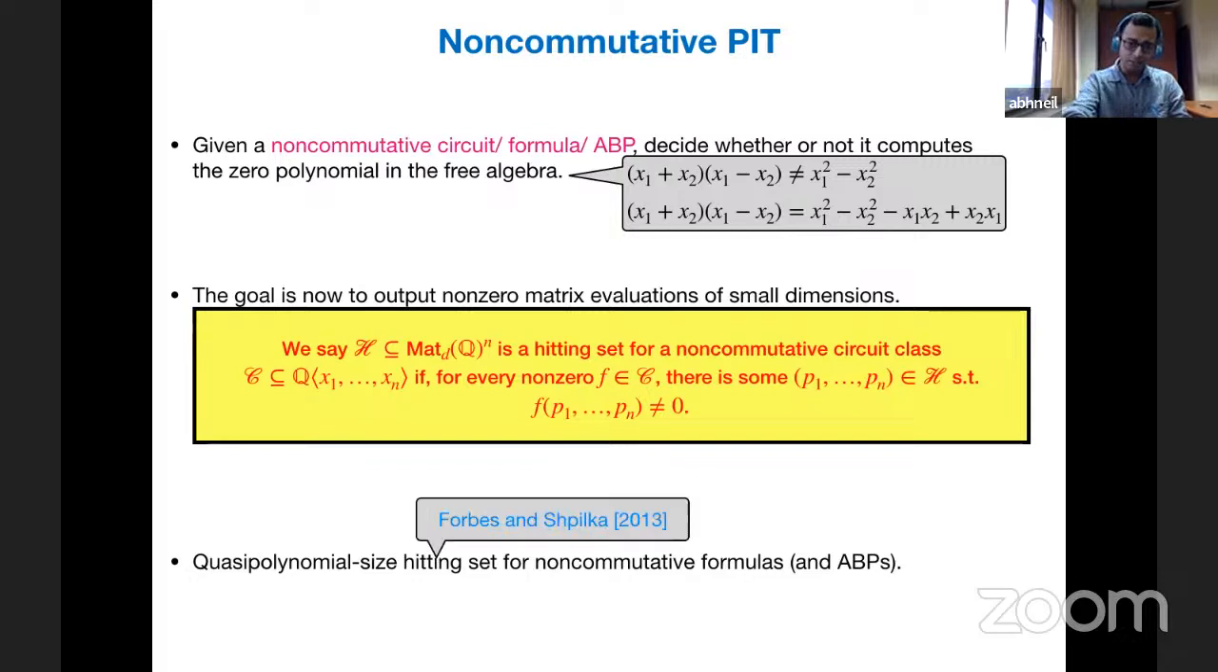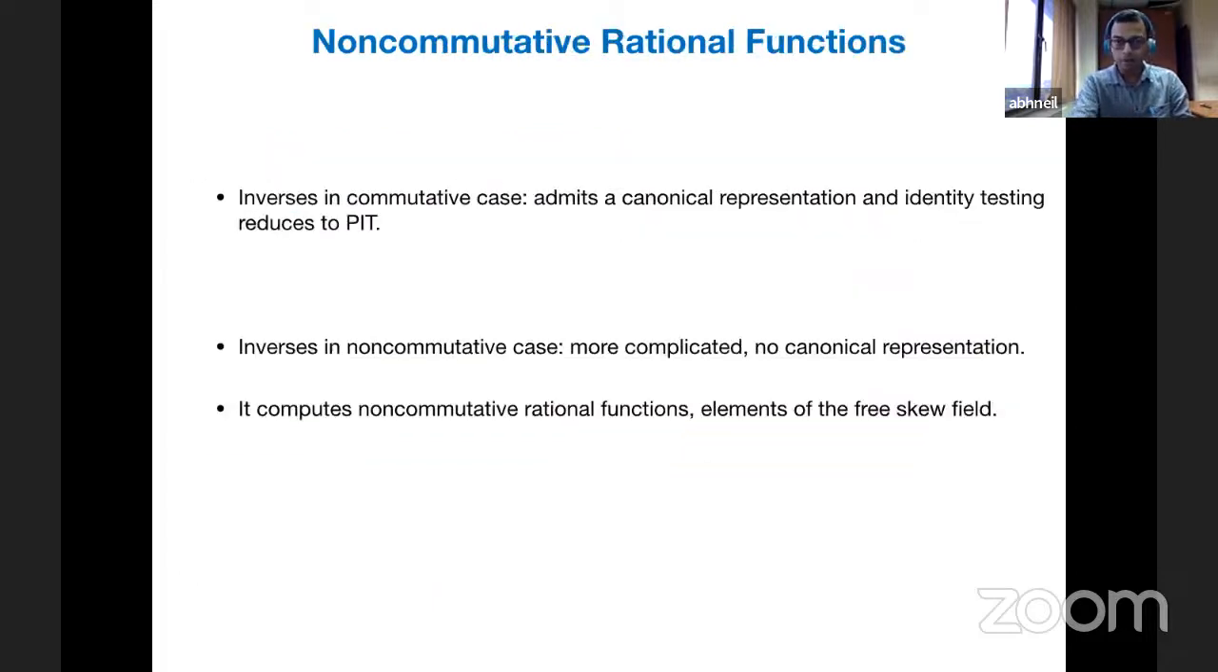And it is known that for non-commutative ABP, even in black box, we can construct a quasi-polynomial-size hitting set. It is due to Forbes and Shpilka that you can output quasi-polynomially many matrices, each of polynomial dimension, and that is why you can do black-box PIT in quasi-polynomial time. Okay, so probably all of you are aware of these results.